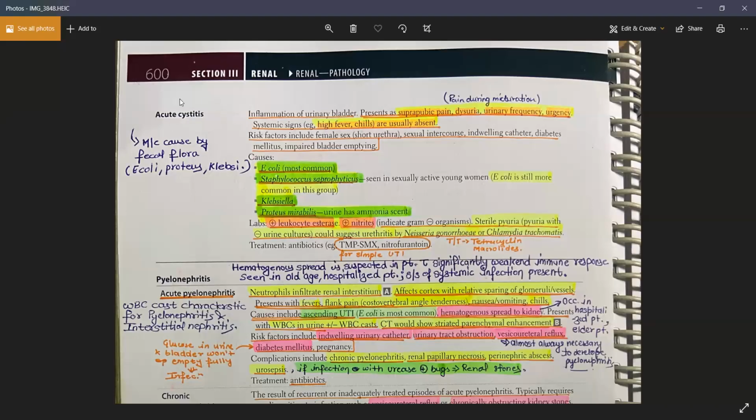So let's come back. So that's about acute cystitis. Any doubt, please ask. No, thank you.